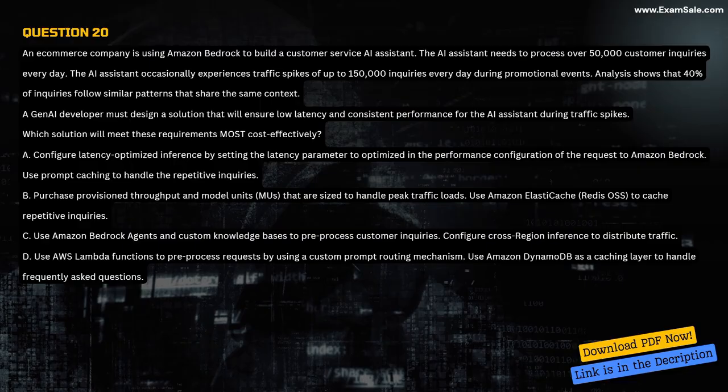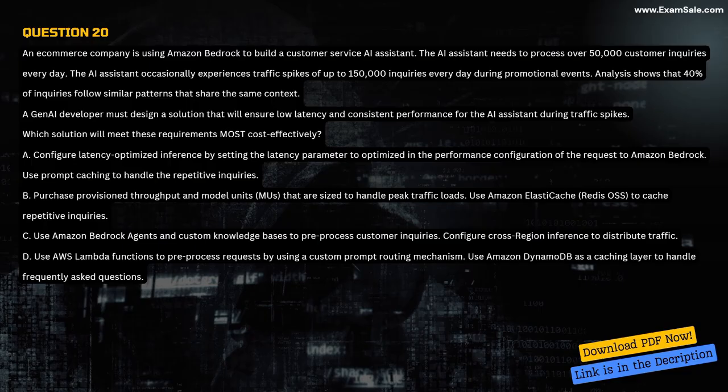A. Configure latency-optimized inference by setting the latency parameter to optimized in the performance configuration of the request to Amazon Bedrock. Use prompt caching to handle the repetitive inquiries. B. Purchase provisioned throughput and model units (MUs) that are sized to handle peak traffic loads. Use Amazon ElastiCache for Redis OSS to cache repetitive inquiries.